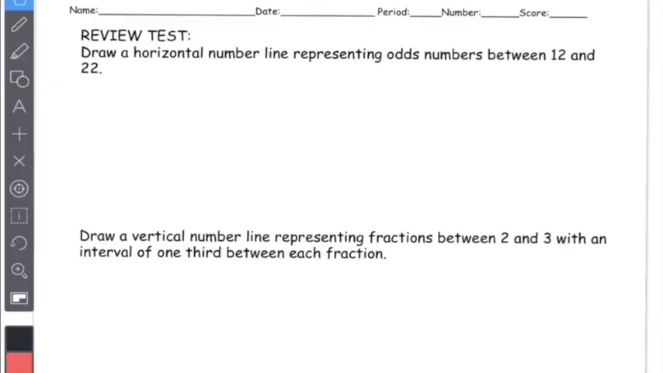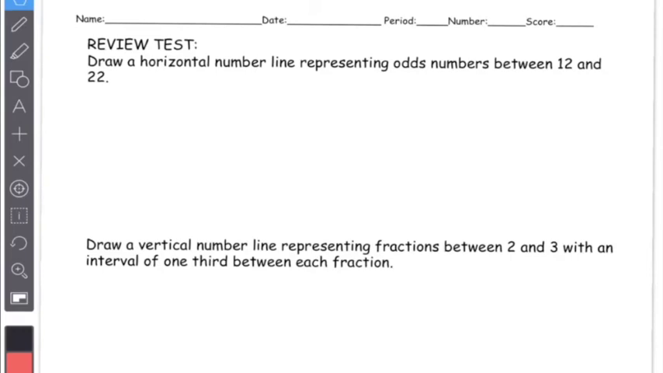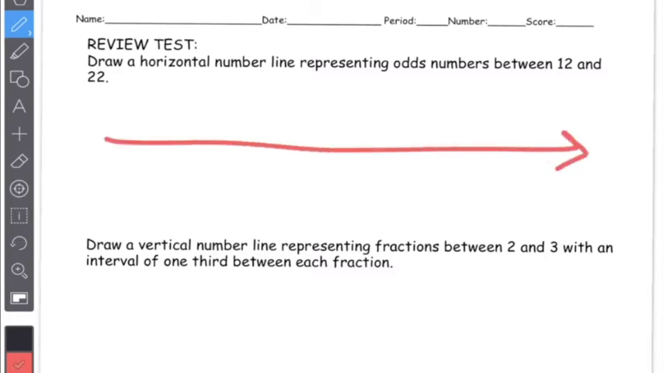Okay, boys and girls, this is our review for the Chapter 1 test. The first problem says, draw a horizontal line representing odd numbers between 12 and 22. In order to do that, what you would need to do first is draw a horizontal number line. To draw a horizontal number line, just draw a line going across. Vertical is up and down.